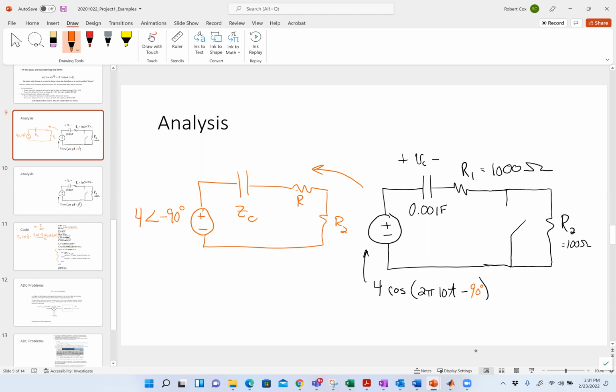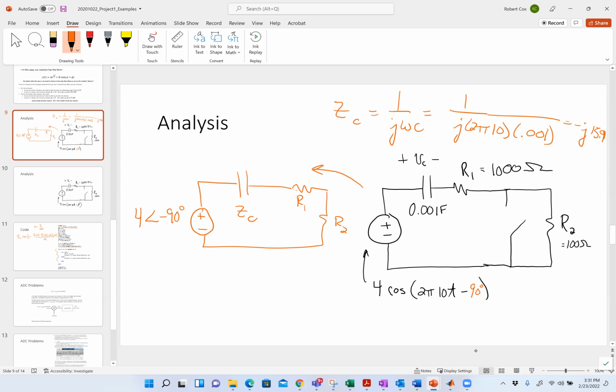R2, R1, and I got it. Now, Z sub C is what? Z sub C is 1 over J omega C. What do I do? I plug in omega and I plug in C. What was omega again? 2 pi 10, right? So we put in 1 over J, 2 pi 10 times 0.001, which somebody told us was negative J 15.9.